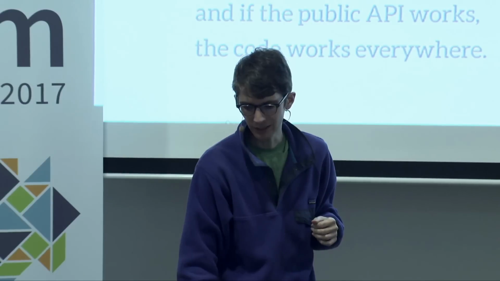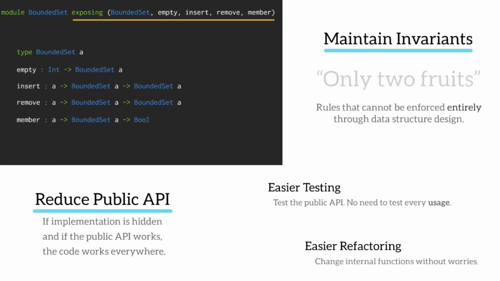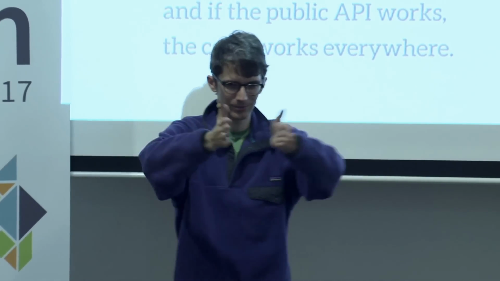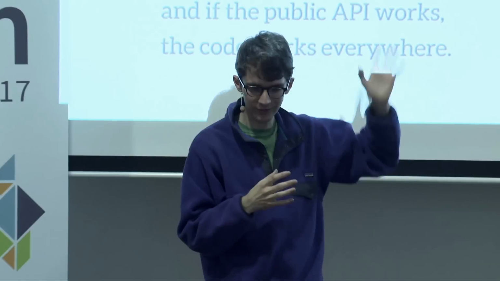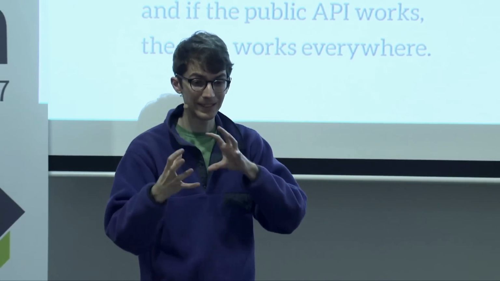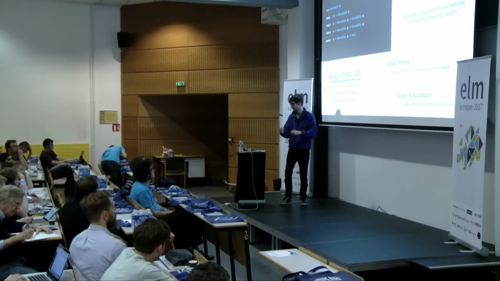The other thing that you can do by creating modules in this way is maintain invariants. In our case, that's only two fruits. But generally speaking, this means there are rules that cannot be enforced entirely through data structure design. So we had our type, which is 0, 1, or 2, but that wouldn't let us decide how many we want. So we now have a data structure that can let us decide. And by hiding all the details, we can still maintain that rule in a safe way, even though we can't do it purely through data.